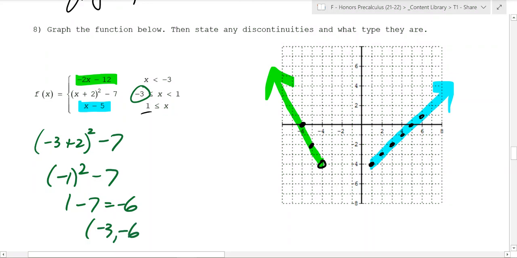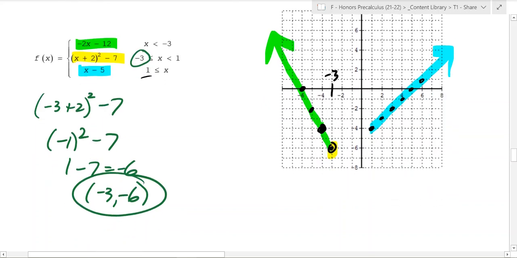Negative 3, negative 6. Oh, we've got to extend this. I didn't extend this all the way. This needs to go all the way to negative 3. So that green goes all the way to here, and then this one takes over. This middle one, we'll make it yellow, does start right here, so it would fill in.